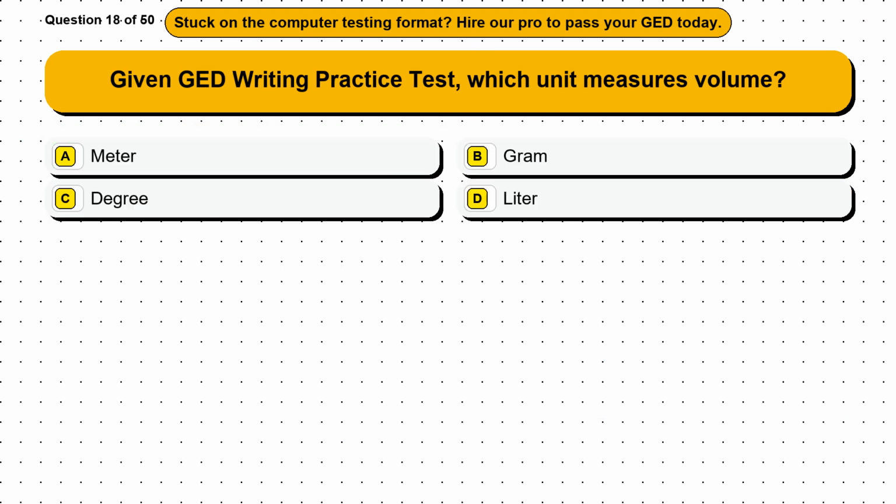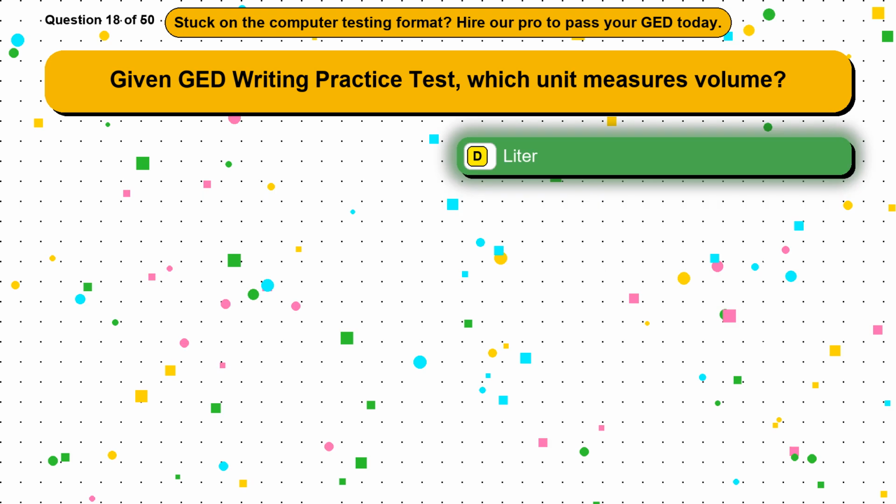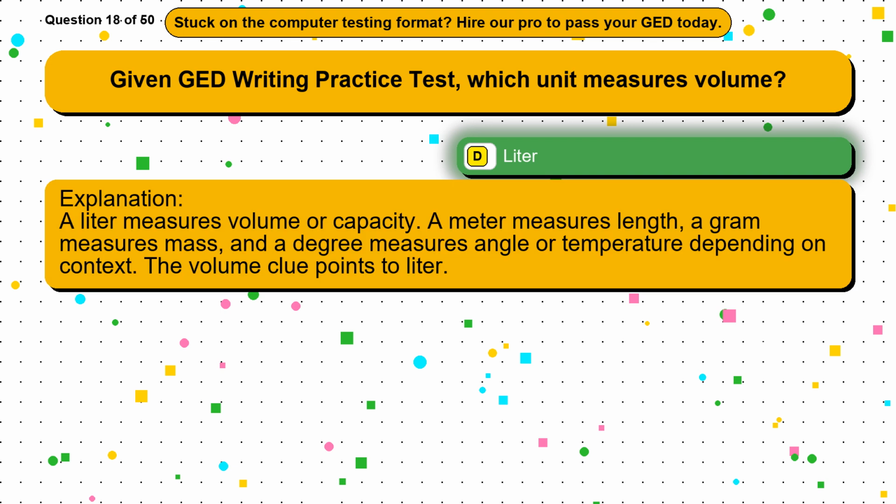Question 18. Given GED Writing Practice Test, which unit measures volume? Option A, meter. Option B, gram. Option C, degree. Option D, liter. The correct answer is option D, liter. A liter measures volume or capacity.